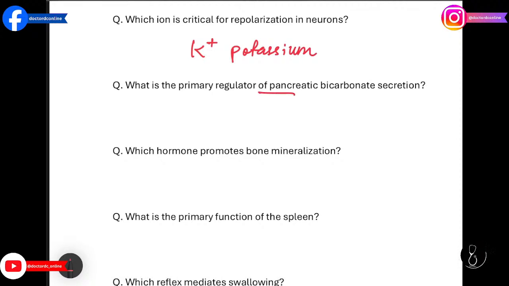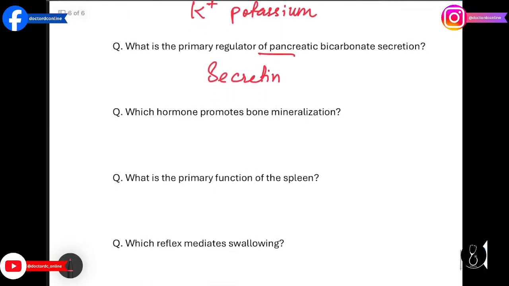The next question is what is the primary regulator of pancreatic bicarbonate secretion, and the answer is secretin because it stimulates the pancreas to neutralize gastric acid in the duodenum.